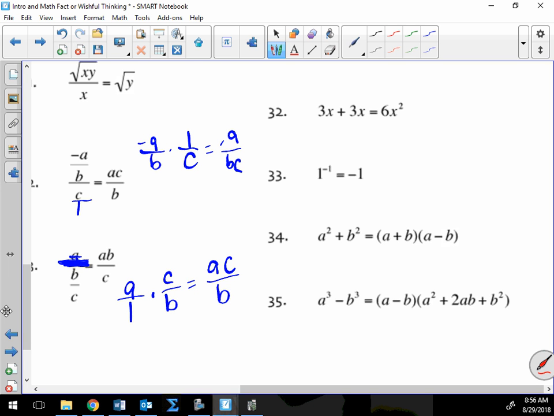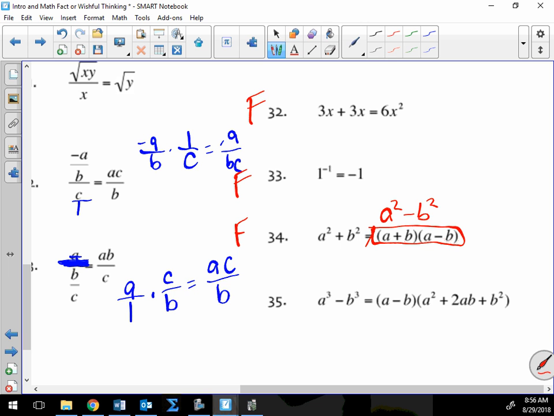All right, 32. False, good. 33. False. 34. False. What do we need to change here? Yeah, this formula is true when it's a difference of squares, so we've got to have a subtraction sign.